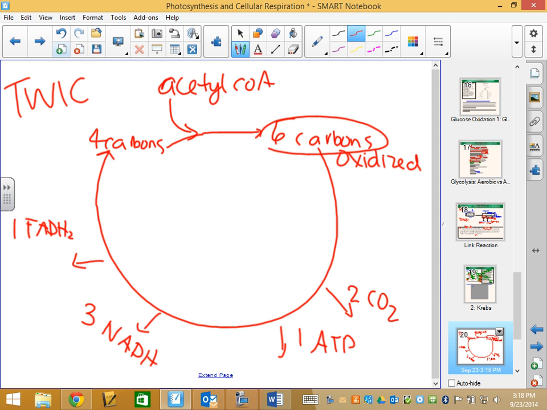Now, I would like to mention that this happens twice. It happens twice because I start with acetyl-CoA, and I know that that happened twice because after glycolysis, I had 2 copies of pyruvate. So the idea is that every time cellular respiration happens, this cycle happens twice. Would anybody like to ask any questions here?